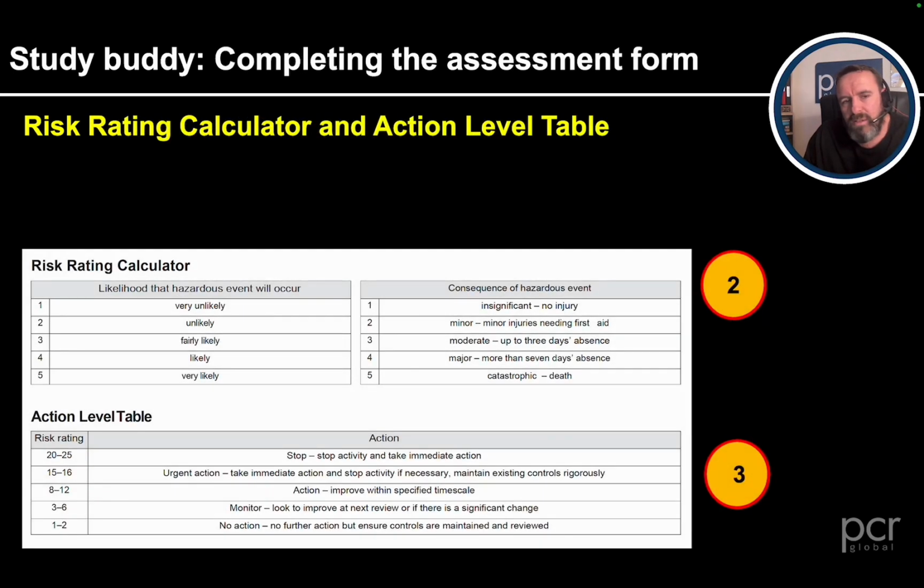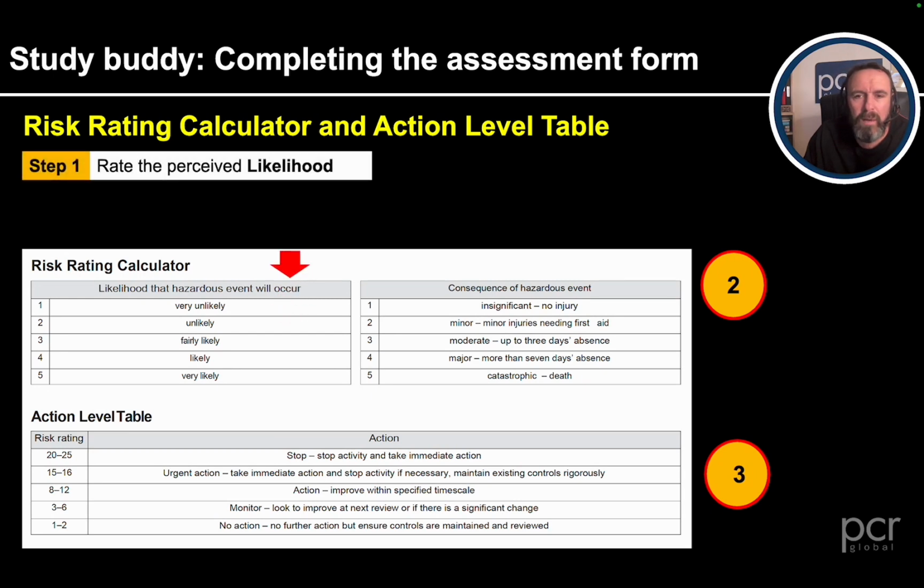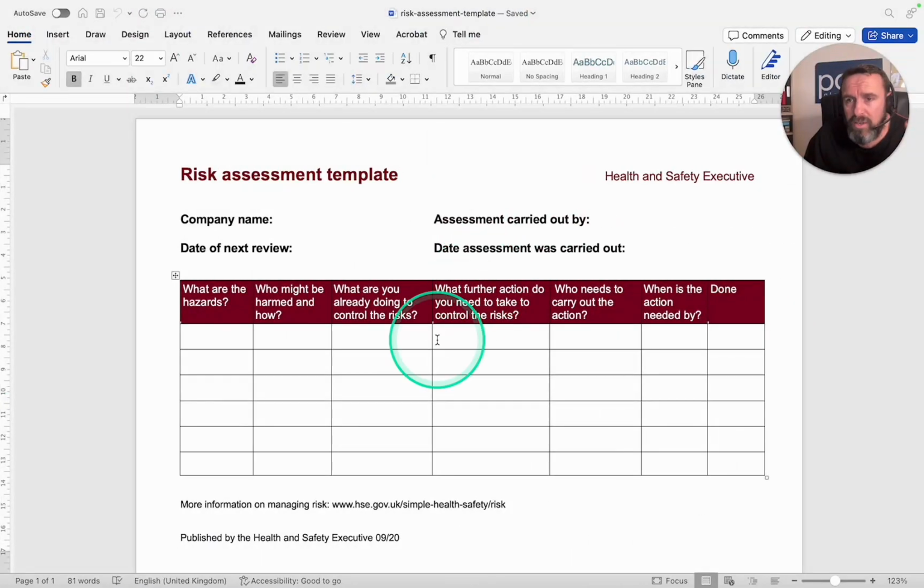This is a really important part when we look at the documentation. The risk rating calculator. We can see there, this is what we've got to consider when we're doing that assessment. Now, if we were working from the HSE risk assessment template, you can see there are no numbers, so we wouldn't have to look at what those numbers mean to make the calculation. We would just continue to write in the columns.